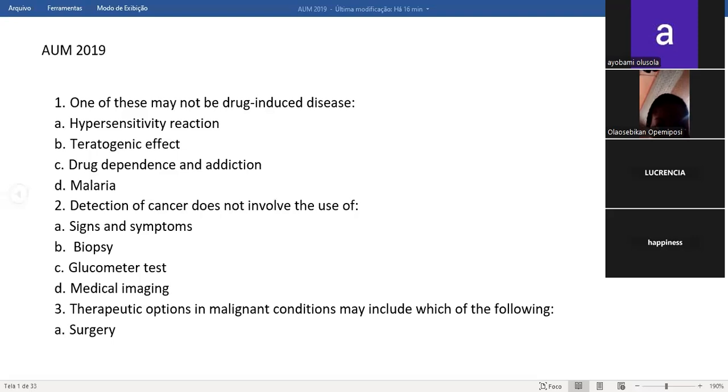One of these may not be drug-induced disease. Malaria. Okay, so the answer to question 1 is malaria.